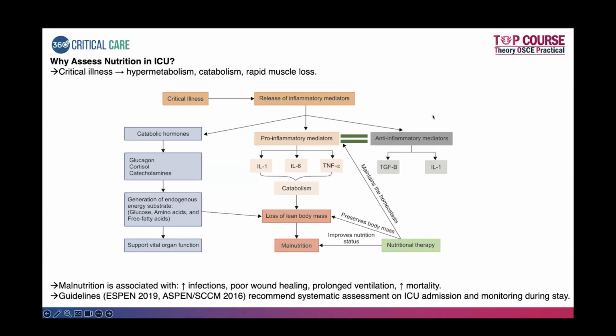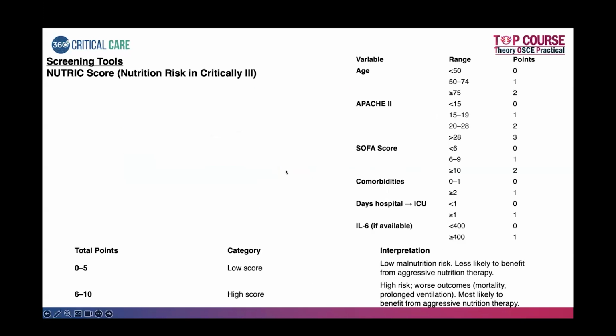So malnutrition is associated with increased infections, poor wound healing, prolonged ventilation, and increased mortality. So guidelines recommend systematic assessment on ICU admission and monitoring during stay. So coming to the screening tools, the one which most of you would know about is the NUTRIC score.